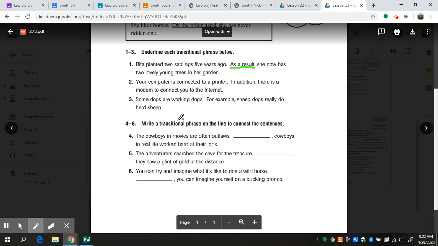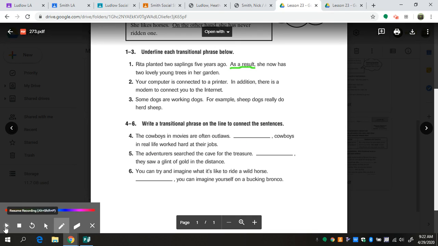Number 4 through 6, write a transitional phrase on the line to connect the sentences. The cowboys in movies are often outlaws. Blank, cowboys in real life worked hard at their jobs. So we want to show kind of a negative relationship here. And like I previously mentioned, we would use something like in contrast because we're trying to show that how they're depicted in movies is not actually how they are in real life. So for this one, we're going to put in contrast.